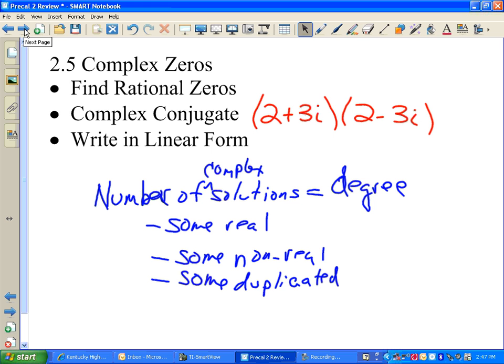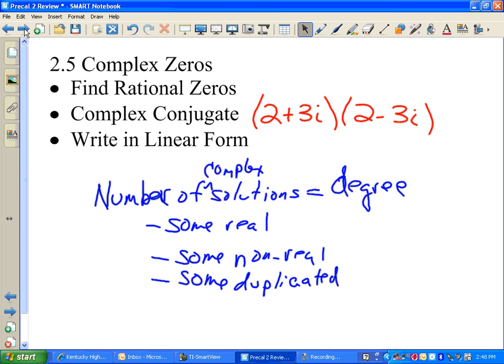Actually, we'll do it when we get to complex zeros. That's coming up in just a second. Section 2.5, it's what we just had on the quiz, so it ought to be a little fresher in your mind. You need to find the rational zeros first, and then you're probably left with a complex conjugate like 2 plus 3i and 2 minus 3i, and the key is to remember that they always come in pairs, that you always have the complex conjugate if you've got a non-real root.